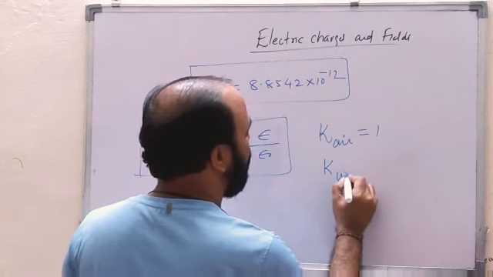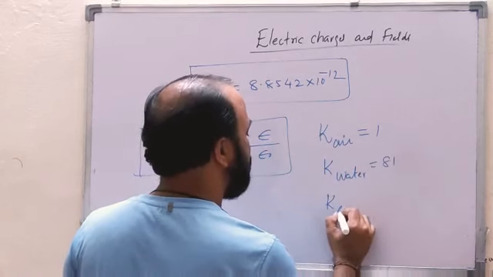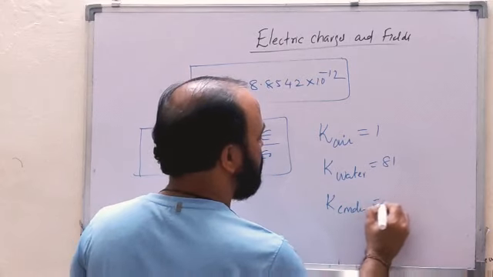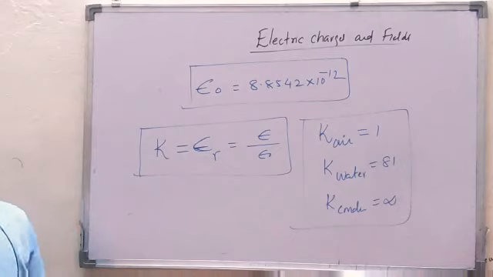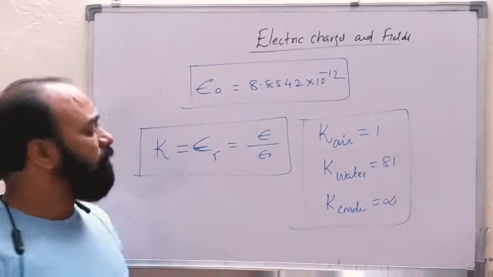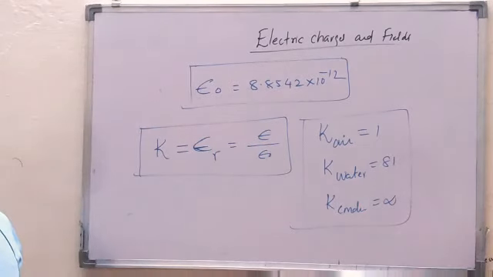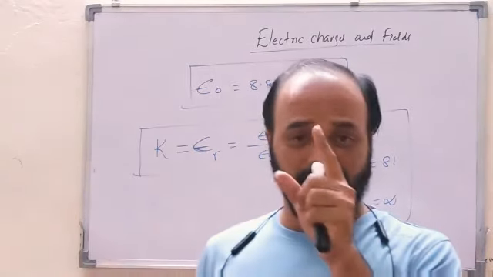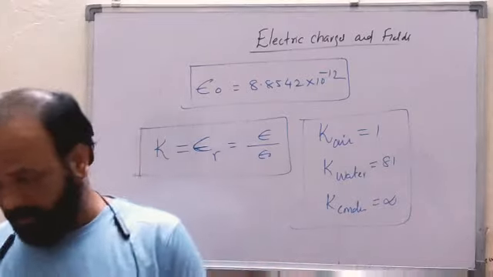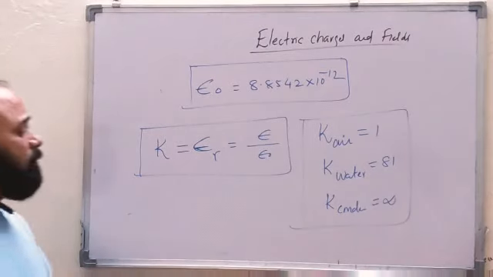For water, it has its own value, and if they give conductors, it is equal to infinite. So this is air, water, conductor. Understood? This is the first part. They used to ask questions based on Coulomb's law. Okay, now see, second part.